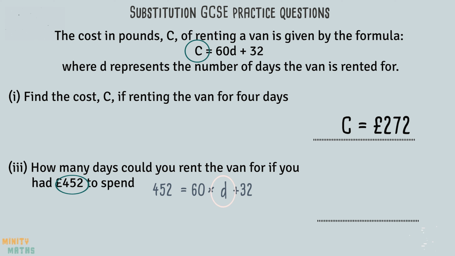We need to find out what D equals, and therefore, get D on its own on one side of the equation. We can firstly take away 32 from both sides. Then we can divide both sides by 60 to find out how many days we can rent the van for.